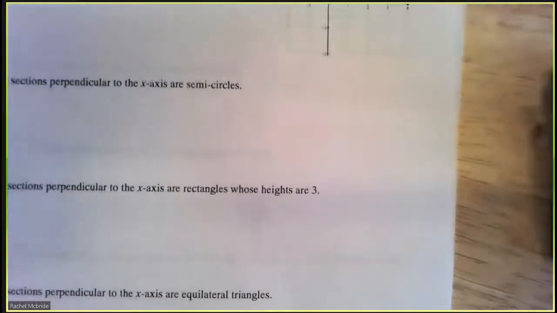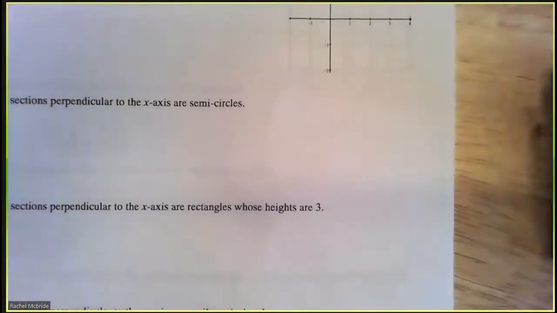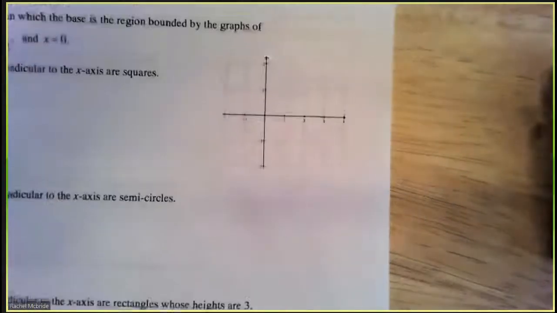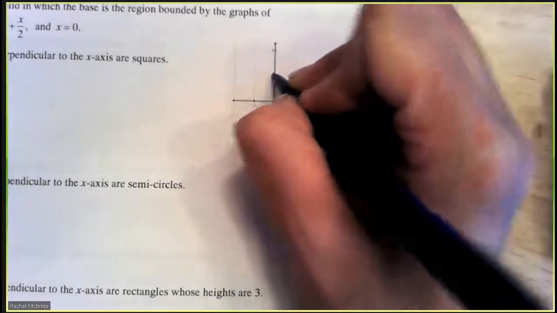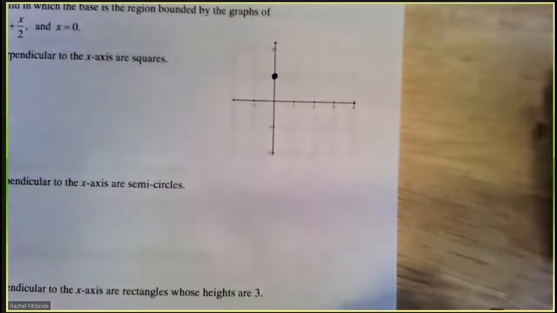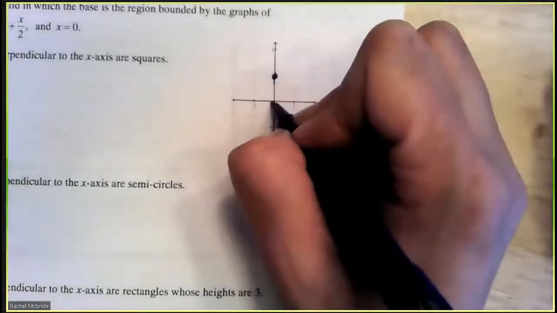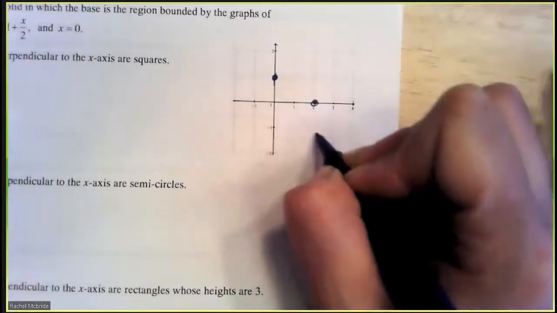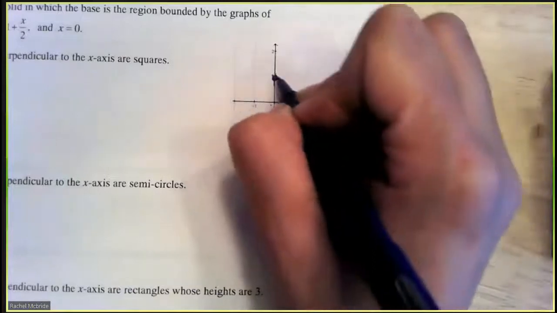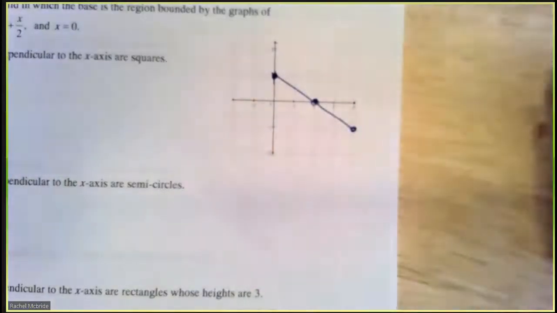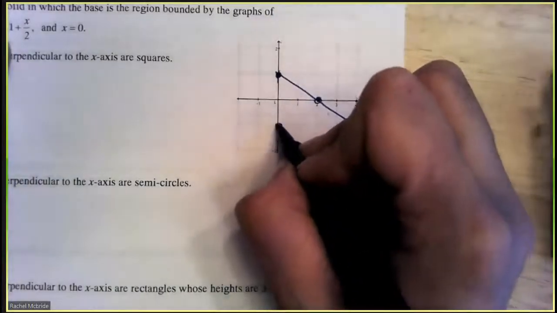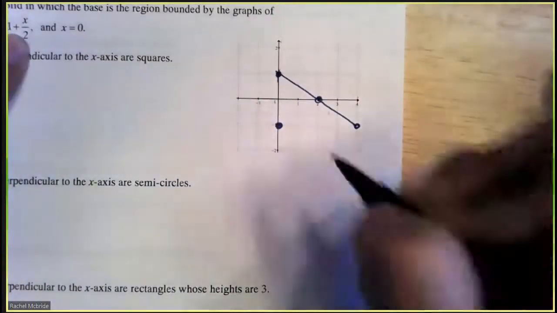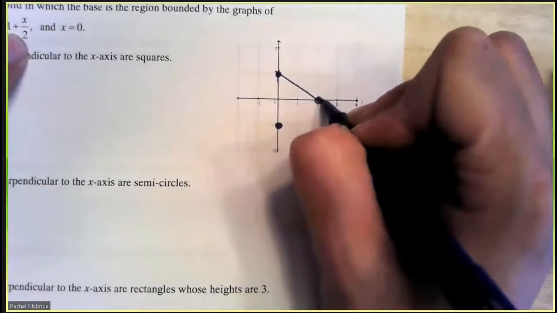I'm going to draw my graphs so that I can see where these triangles are made. The first graph has a y-intercept of 1 and a slope of -1/2, so it's going down 1 over 2. My second graph has a y-intercept of -1 and a positive slope of 1/2.